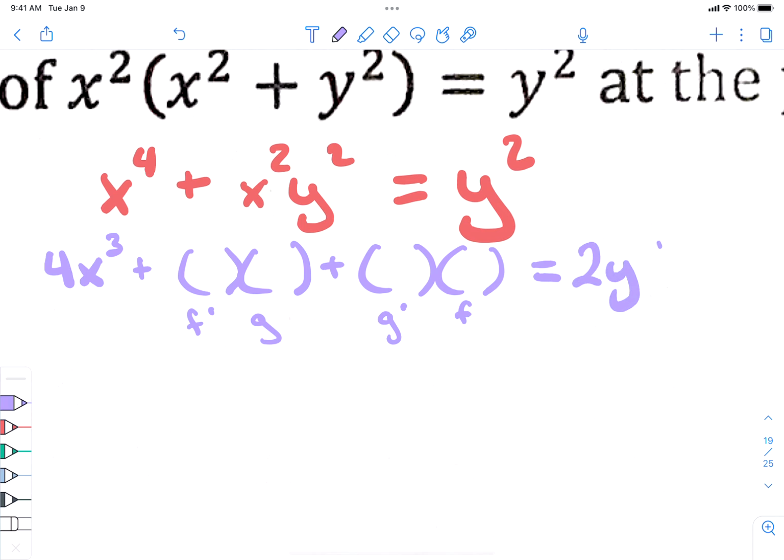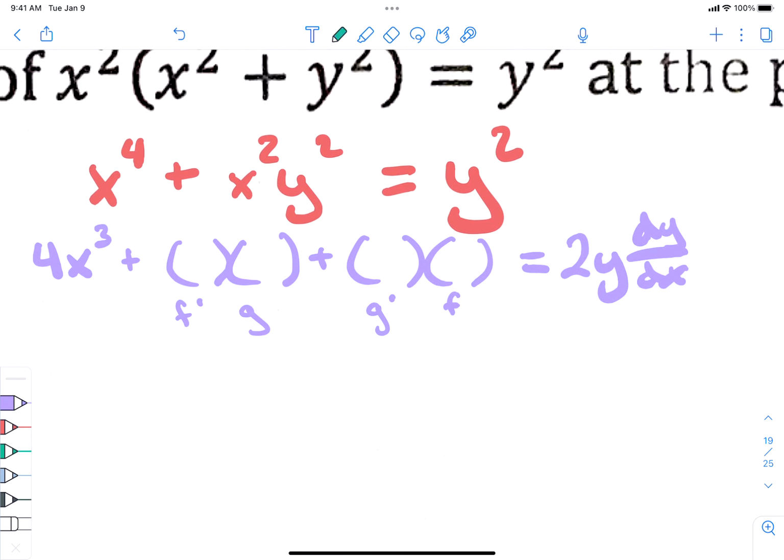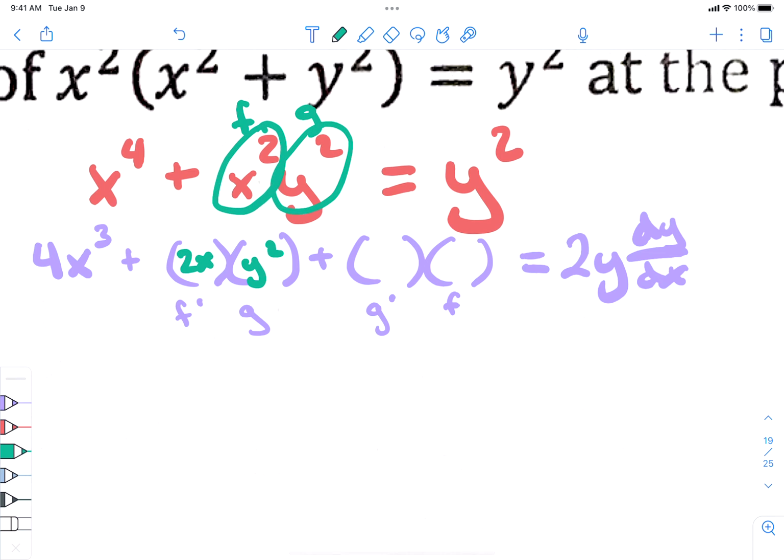This is 2y dy dx, right? So there's that. All right, now let's do the other stuff. So f prime will be 2x. g is just y squared. What's f and what's g? f is this, g is this. That's what I'm multiplying together, x squared and y squared. So that's my product.